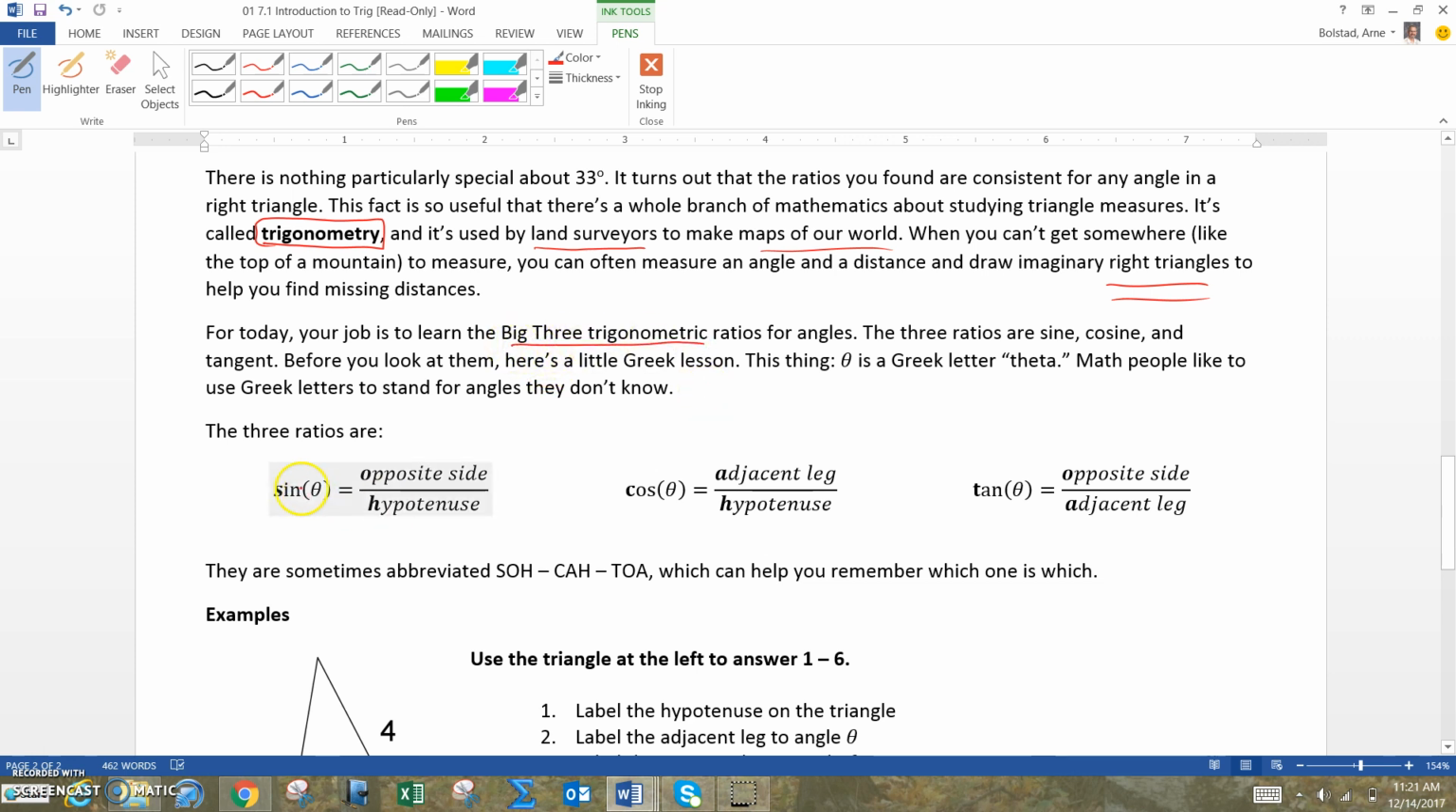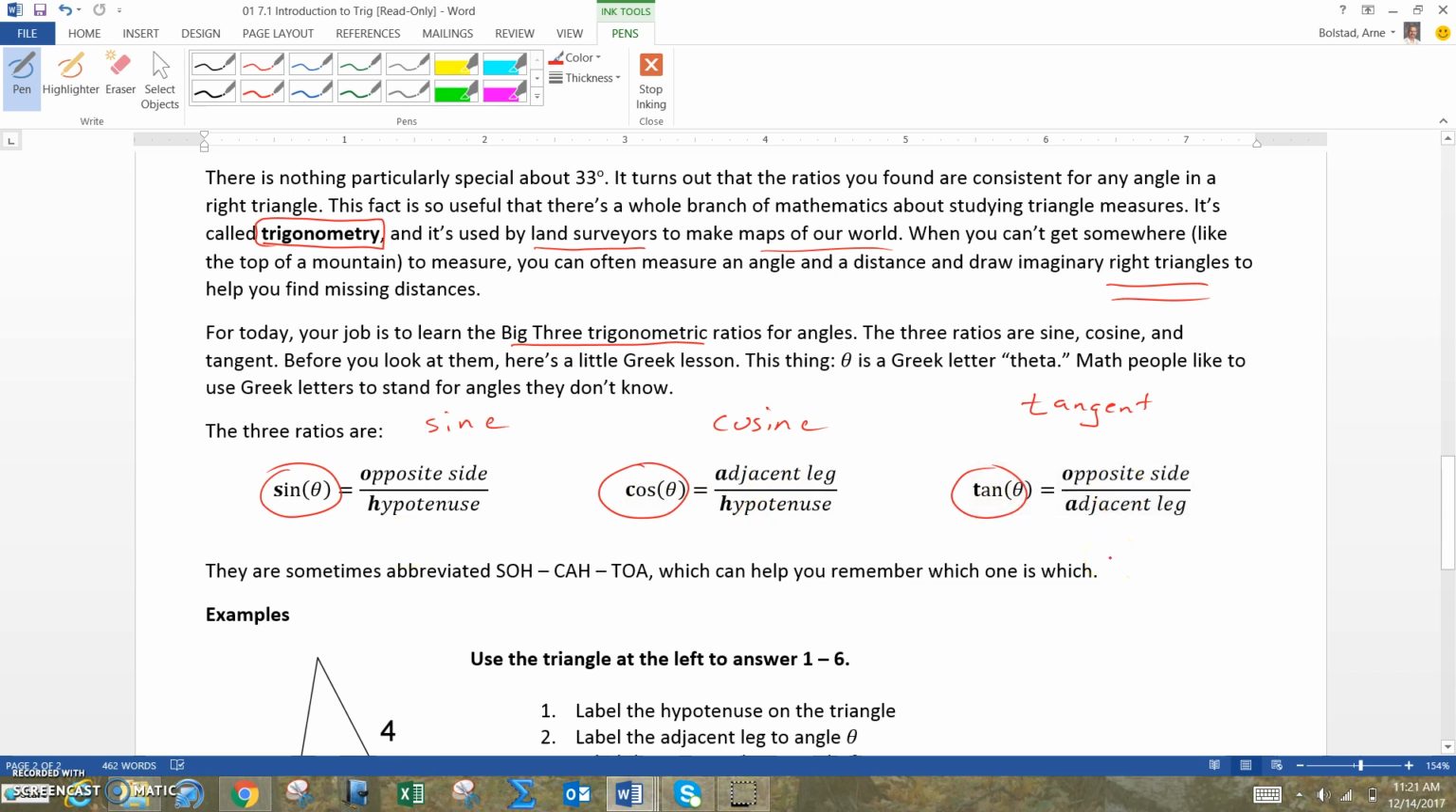The big three are sine, cosine, and tangent. I'm going to write the whole word out for you. That's sine, cosine, and tangent. We do abbreviate those as SIN, COS, and TAN, but they are said sine, cosine, and tangent. Their definitions: sine of an angle theta is the opposite side divided by the hypotenuse. Cosine theta is the adjacent leg divided by the hypotenuse, and the tangent is the opposite side divided by the adjacent leg.